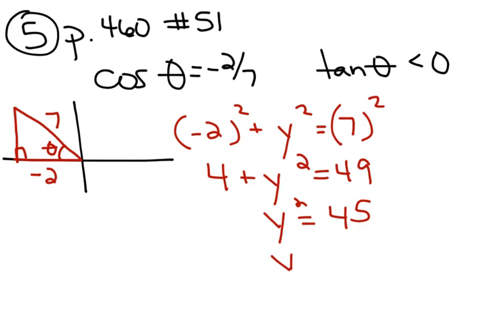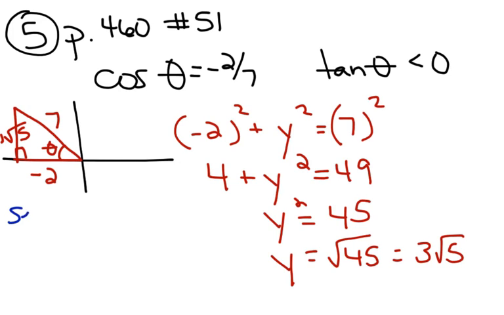Well, it turns out that y is the square root of 45, or if you really have to tell me, it's 3 the square root of 5, you can. So I already knew the cosine of theta. That means I know its reciprocal. I know secant is negative 7 over 2.